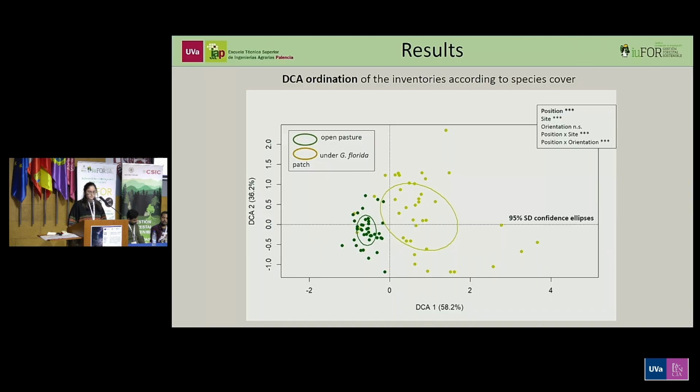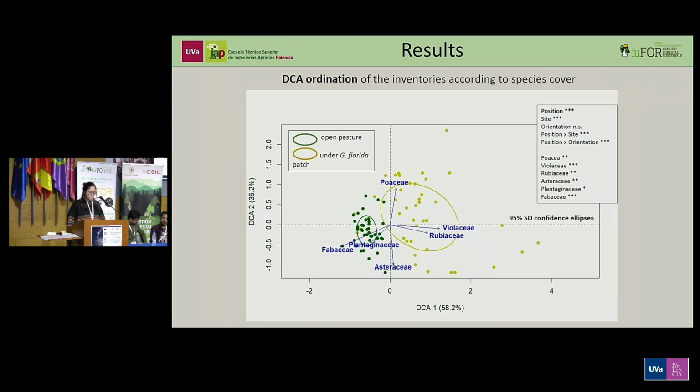And we also found significance in the site and in the interaction between position and site, and in the interaction between position and orientation. Therefore, there are clear differences in species composition in the inventories located in the open pasture and in the ones that were under Genista florida patches. And we also find differences among the inventories that are located under Genista florida patches, and this can be inferred from the larger size of the ellipses, as you can see, the larger size of the ellipses in the shrubby patches than the one that is in the open pasture, that is smaller, meaning that there is more homogeneity.